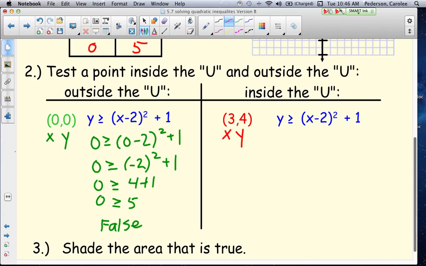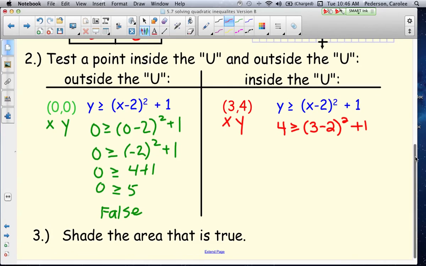Now let's substitute in. So I get 4 is my y value, 3 is my x value, and now we reduce that inequality down to see if it's true or false. So 3 minus 2 is 1. 1 squared is 1. 1 plus 1 is 2. Now let's read the inequality. 4 is greater than or equal to 2.